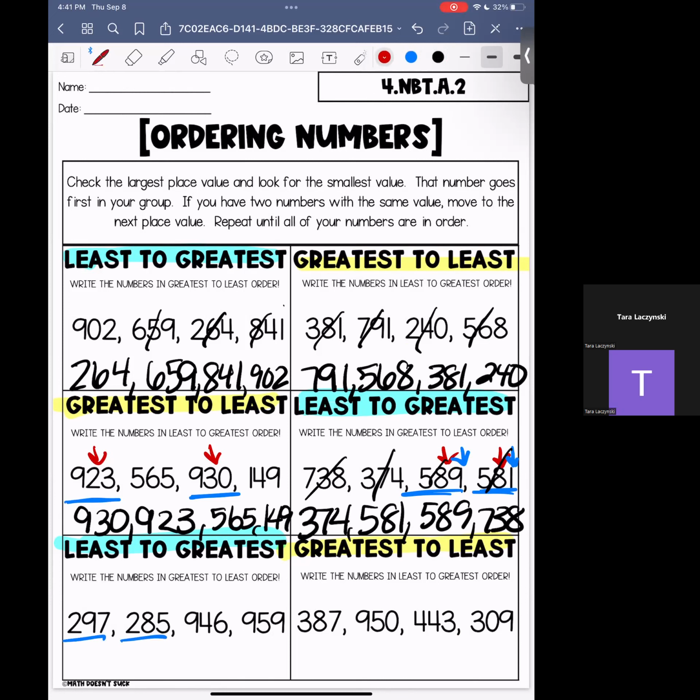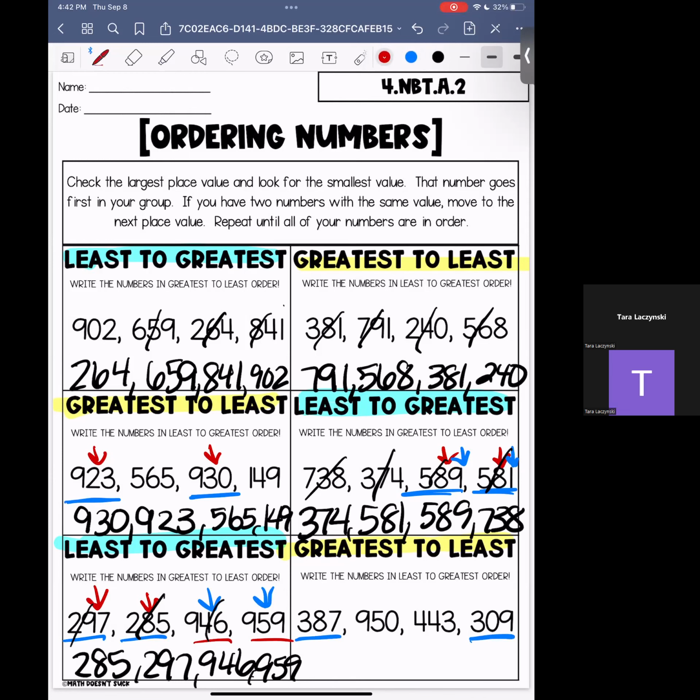Least to greatest, we have a 200, 200, 900, 900. We have two here that we need to look at our second values for the 200s as well as the 900s. Again, least to greatest, starting smallest. We're going to start with 285, 297, 946, and 959.